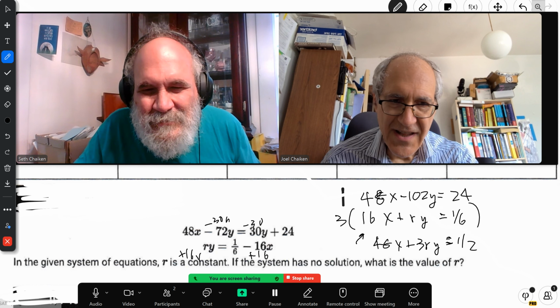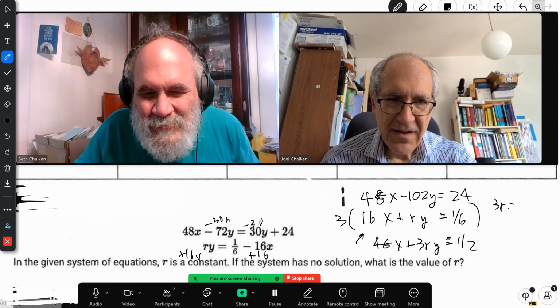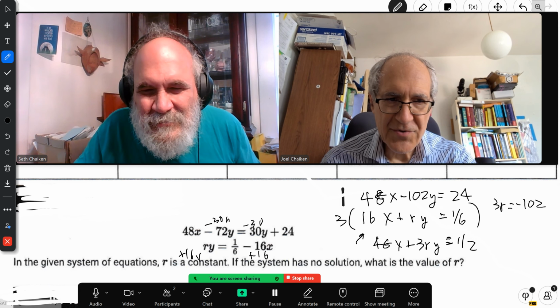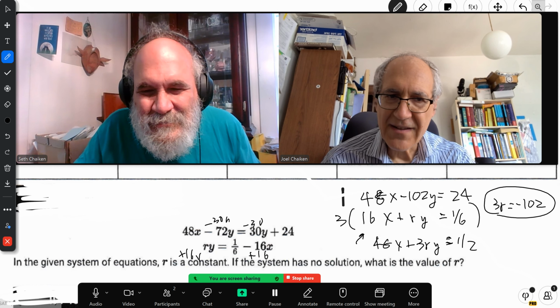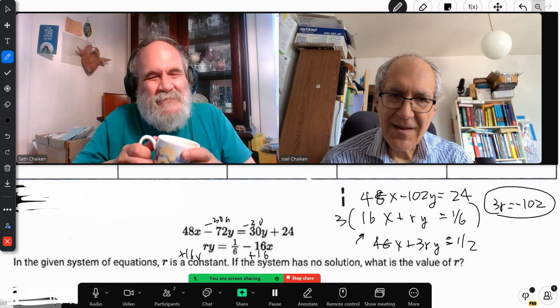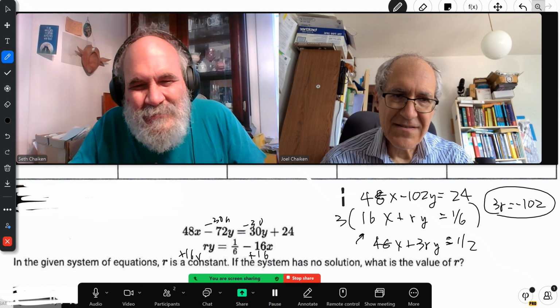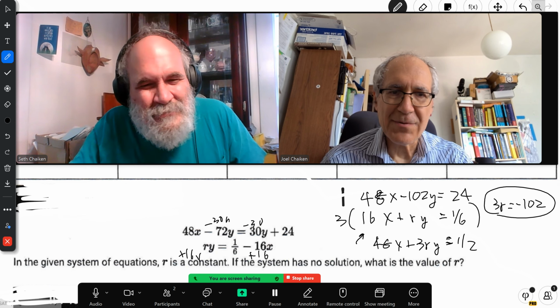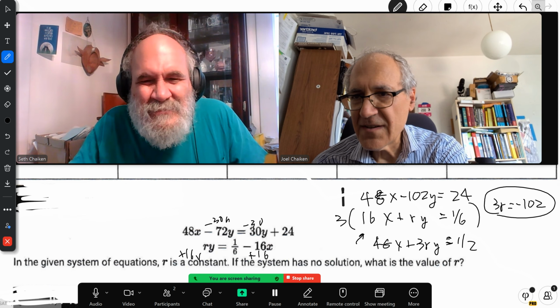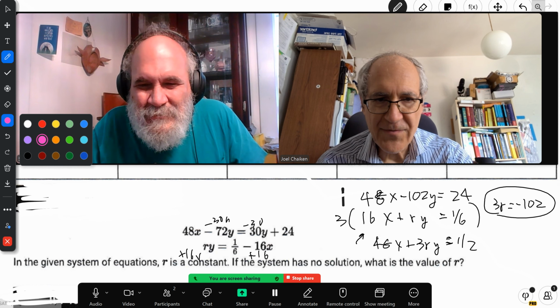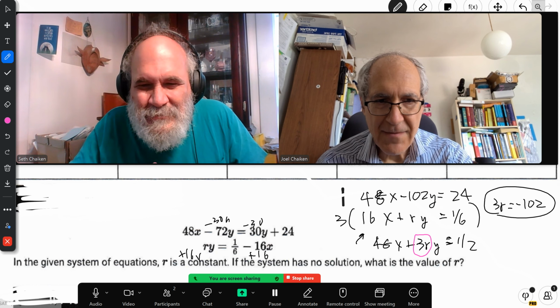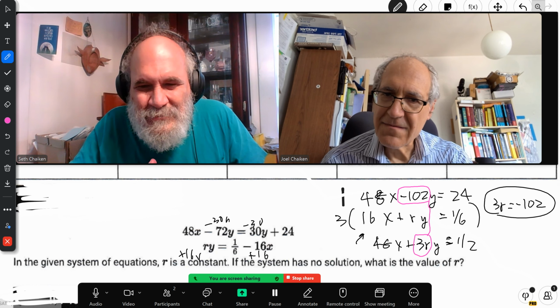So it looks like 3r is going to have to be negative 102, and that's the only way it's going to happen. Yeah, that makes sense: 3r equal to negative 102, for these two coefficients to be the same. So that's it. That should do it. That'll give us the answer.